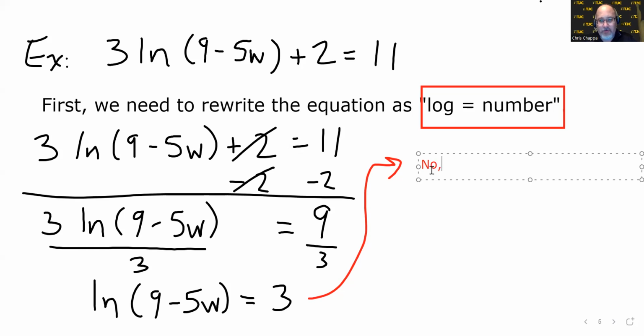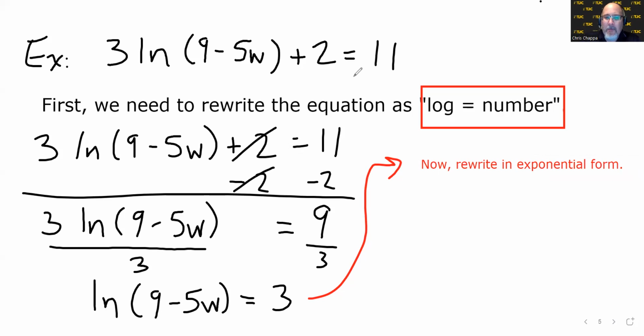Now, rewrite in exponential form. We have to get the logarithm by itself before we can do that. The base of natural log is e. And so the answer to a logarithm, which in this case is 3, is the power that turns the base into the argument, 9 minus 5w.